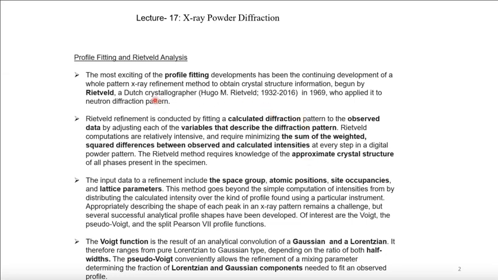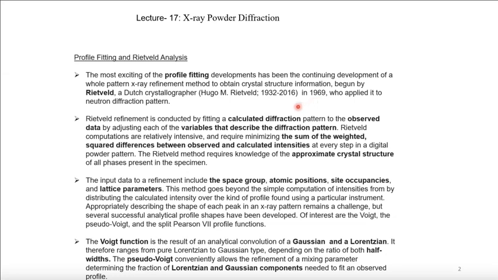A Dutch crystallographer named Hugo M. Rietveld developed this profile fitting and used neutron diffraction data. Well, what is profile fitting?